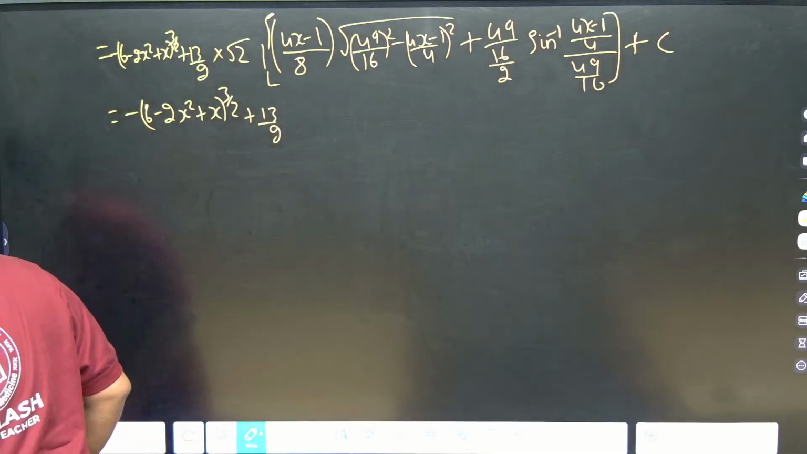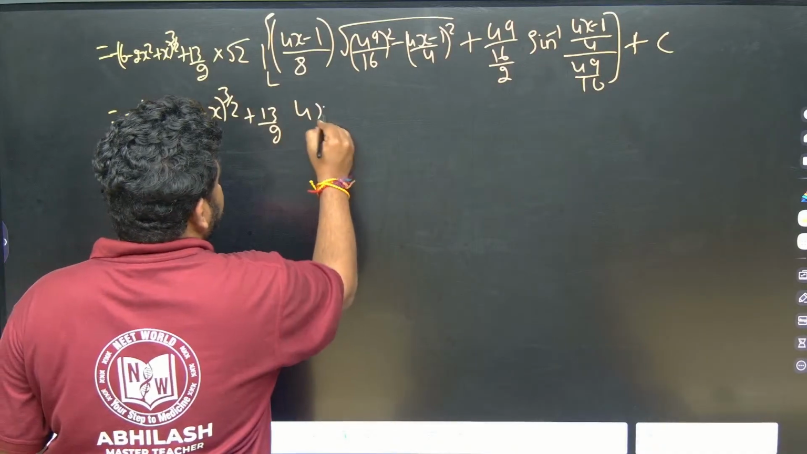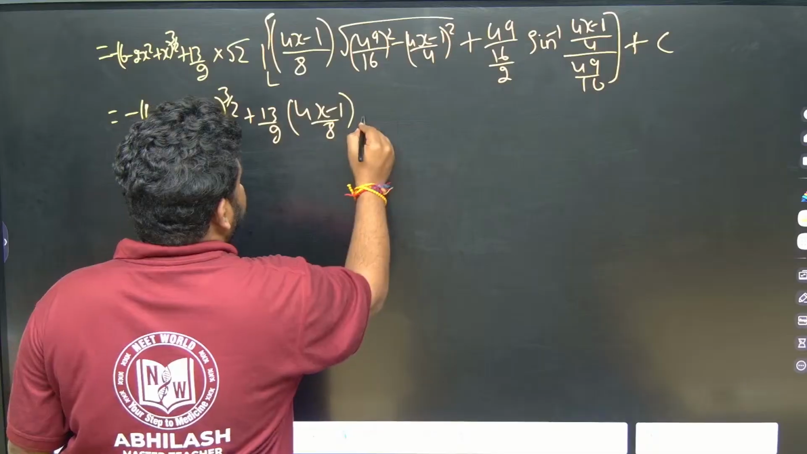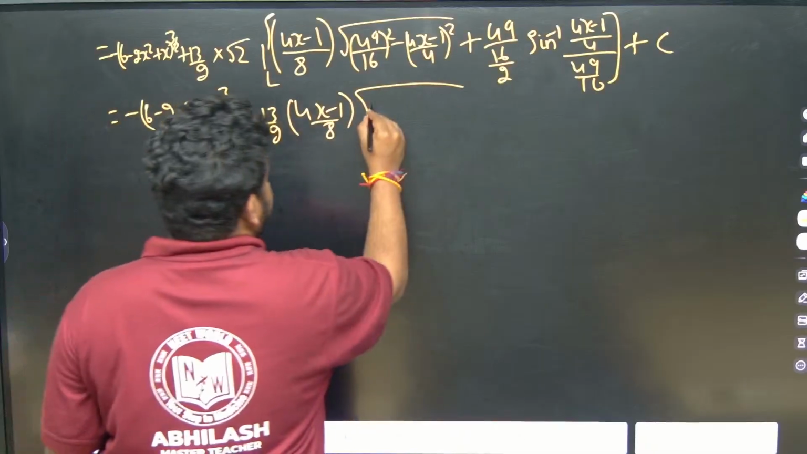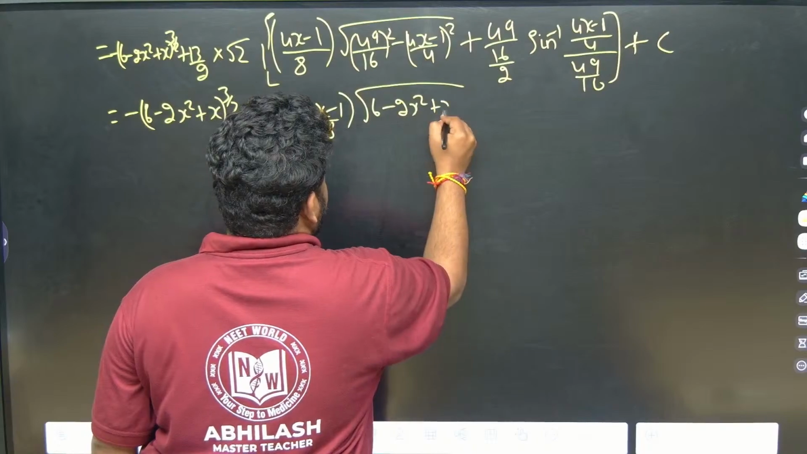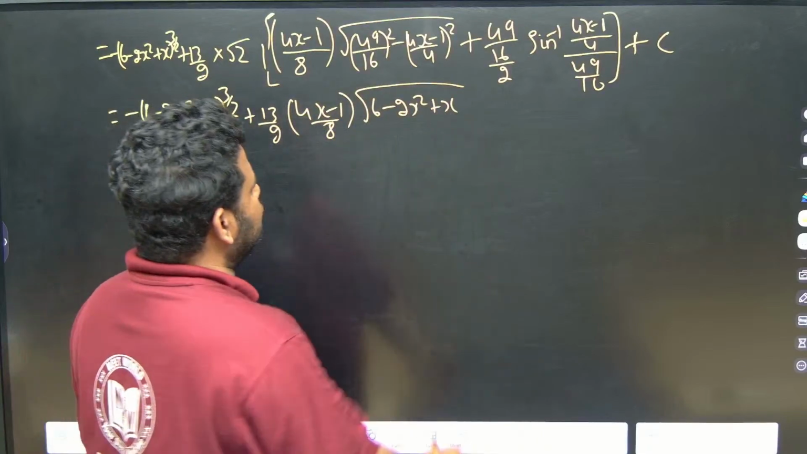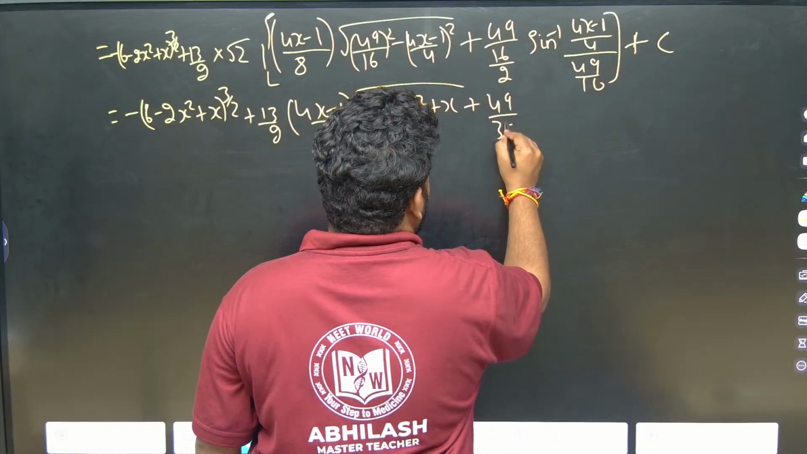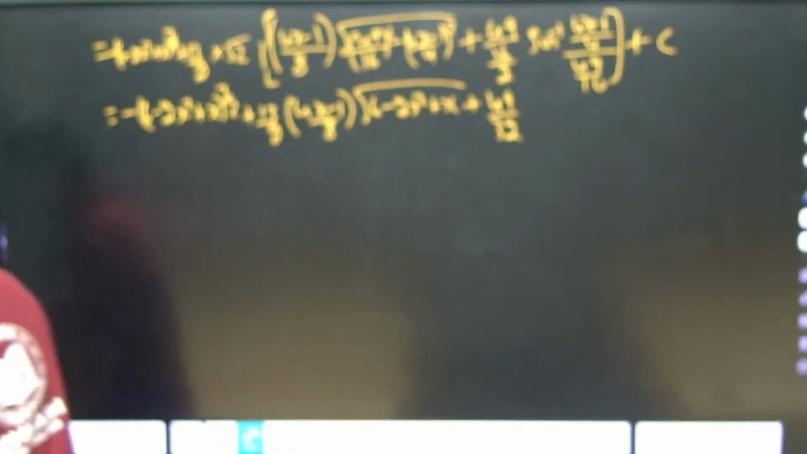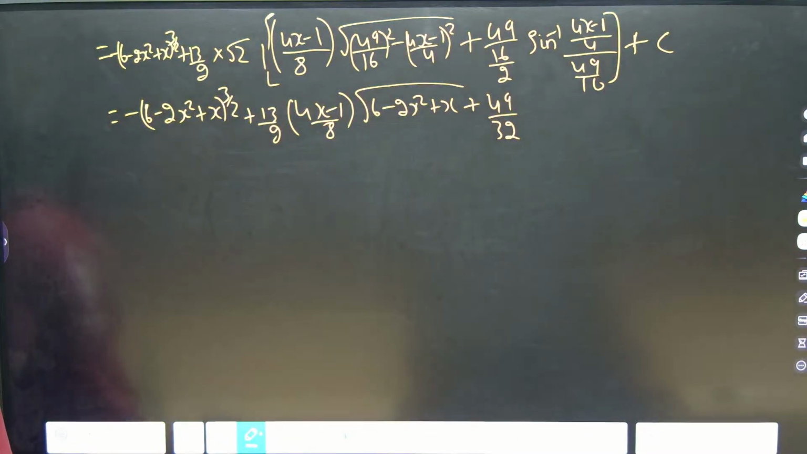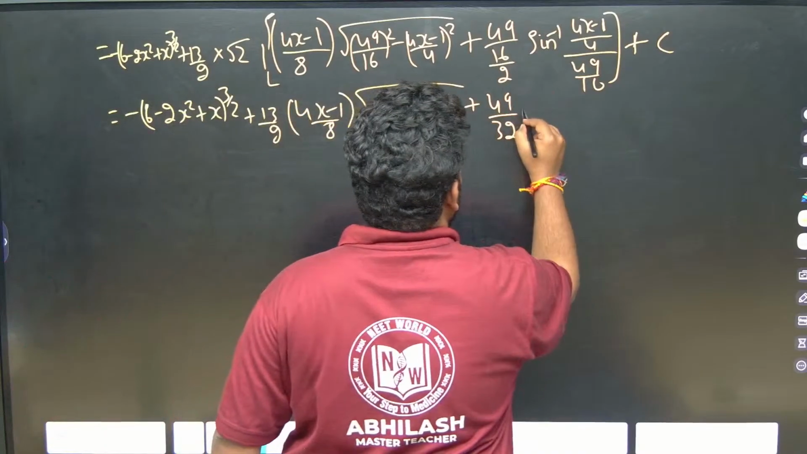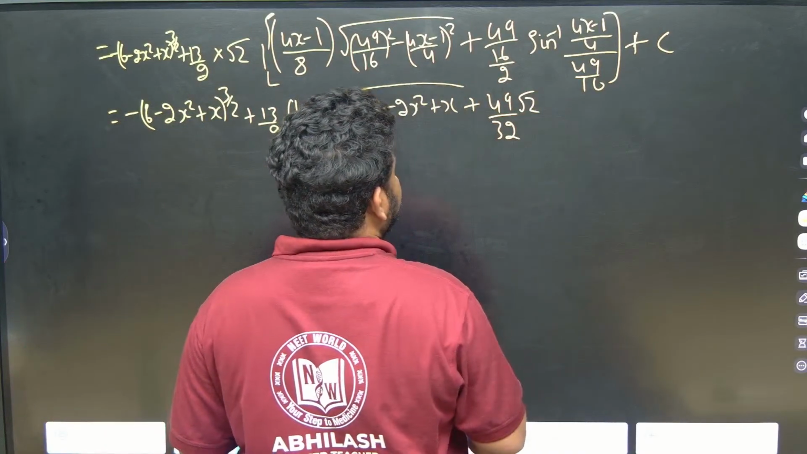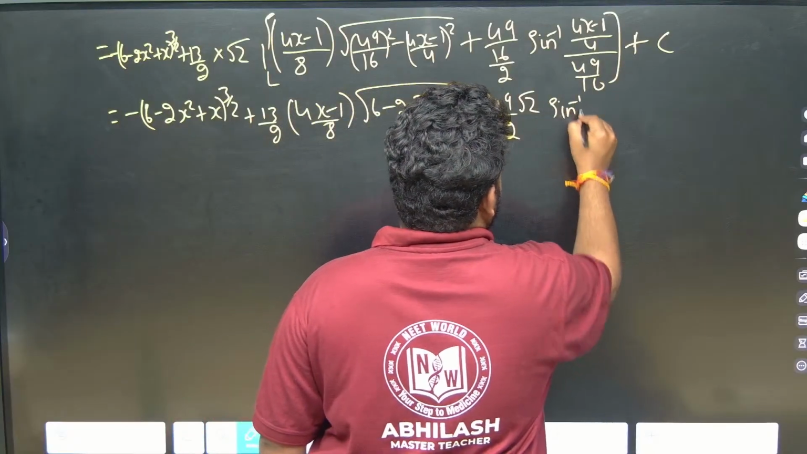This will eventually become 4x minus 1 by 8. If I send root 2 inside, whatever we had in the question, the same thing we will get: 6 minus 2x square plus x. So this root 2, if I send it inside, this will become 49 by 32 into root 2, 49 by 32 into root 2, into sin inverse of 4x minus 4.